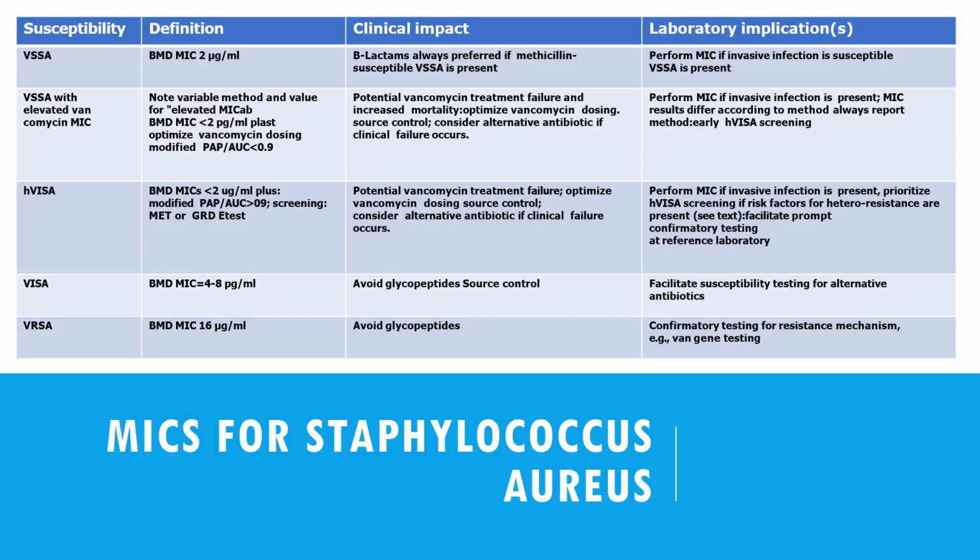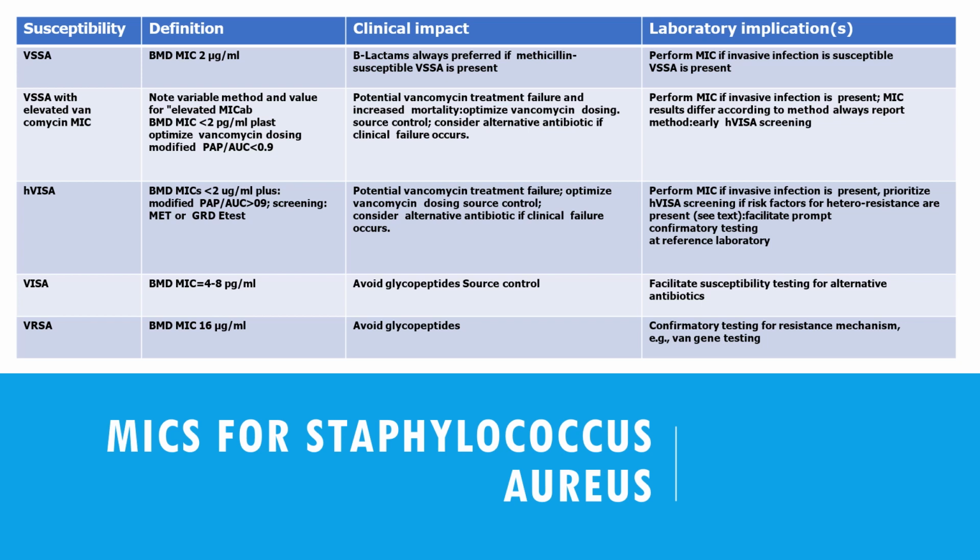For vancomycin susceptible Staph aureus, if the MIC is 2, then beta-lactam is always preferred if methicillin susceptible Staph aureus is present. Perform MIC if invasive infection is present. Vancomycin susceptible Staph aureus with elevated vancomycin MIC: note the variable method and value for elevated MIC. If MIC is less than 2, optimize vancomycin dosing according to the MIC to AUC ratio. Potential vancomycin treatment failure and increased mortality, so optimize the vancomycin dosing. Source control, consider alternative antibiotic if clinical failure occurs.